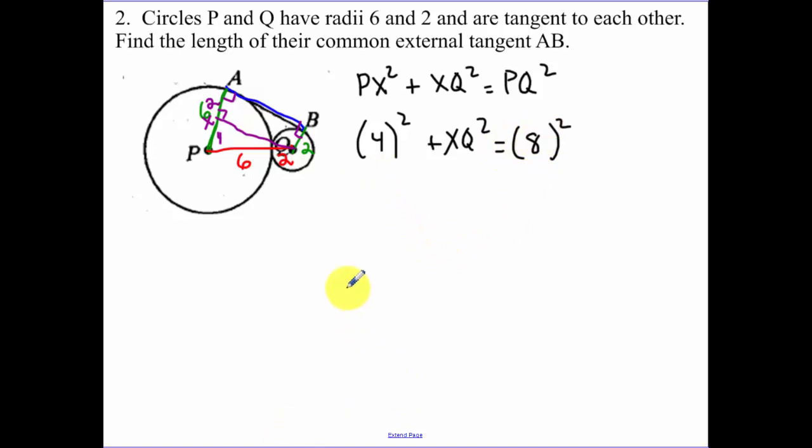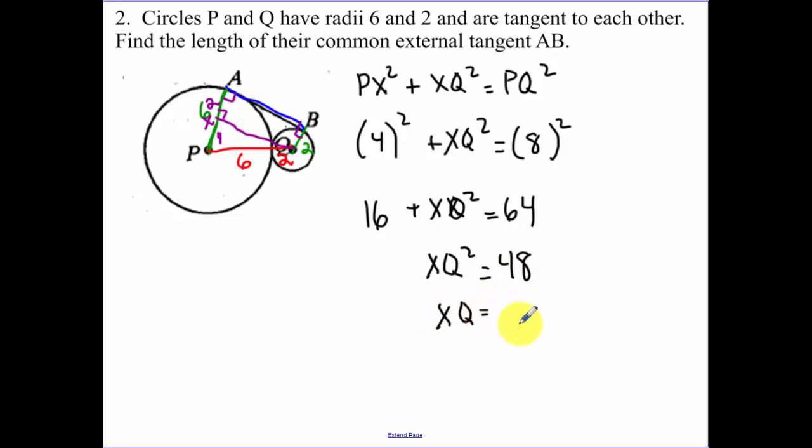So I really have here 16 plus XQ squared equals 64. So XQ squared is equal to 48. XQ is equal to the square root of 48. I don't worry about the plus and minus since we're talking about a length. And then I have to simplify that radical, so that's going to be 4 root 3. So XQ is equal to 4 root 3.